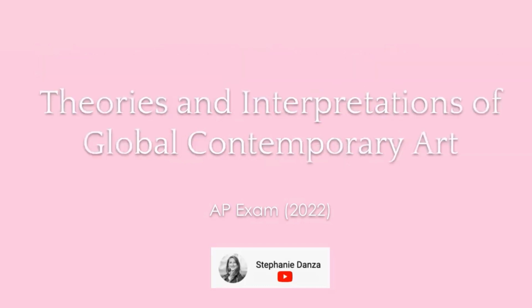Theories and interpretations of global contemporary art. The study of art history is shaped by different theories and interpretations of art and art making that change over time and may be generated both by visual analysis as well as by scholarship. These theories and interpretations may be used, harnessed, manipulated, and adapted in order to make an art historical argument about a work or a group of works of art. Intended meanings are often open-ended and subject to multiple interpretations.